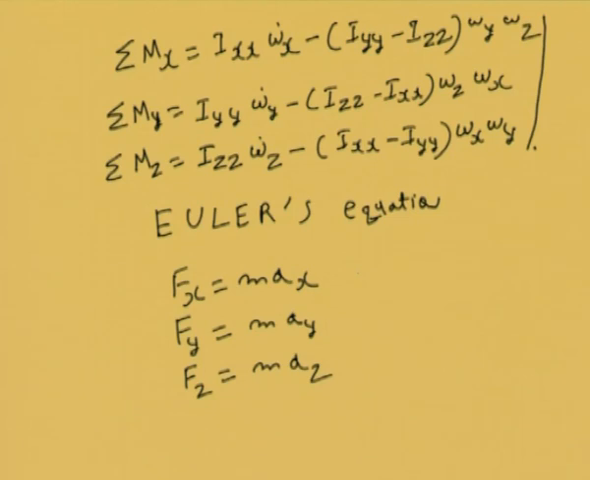Now we take various examples. Now we take one example. Suppose the body is just rotating about the x-axis only. Then we get sigma Mx is equal to Ixx omega dot x, Euler's equation. If the body is rotating with a constant angular velocity, then no net moment acts on it.